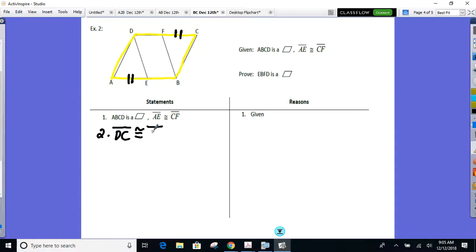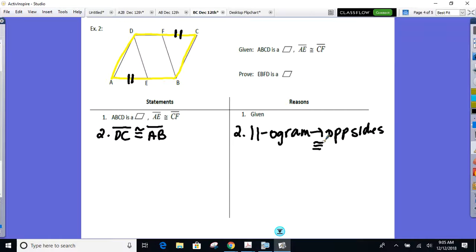DC congruent to AB. Nice job. Why is that true? Now we really have to pay attention to detail here, because now we're using theorems from yesterday and today, and I don't want to get the order mixed up. What's it going to be here, Emma? I have to start it out with what, though? What made those opposite sides congruent? The fact that I told you ABCD was a parallelogram implies opposite sides congruent.